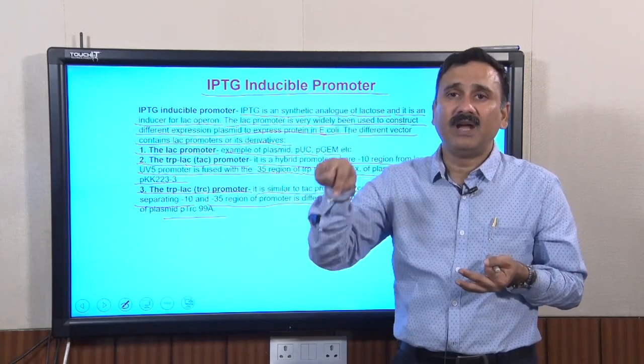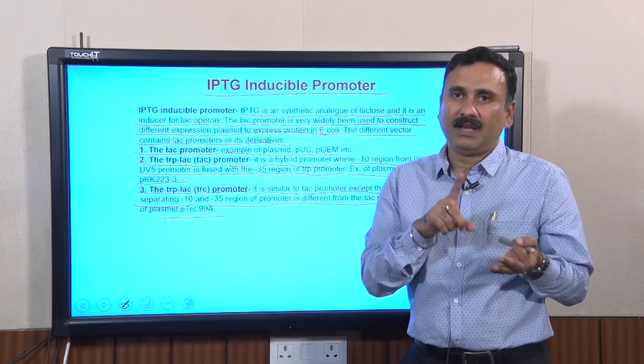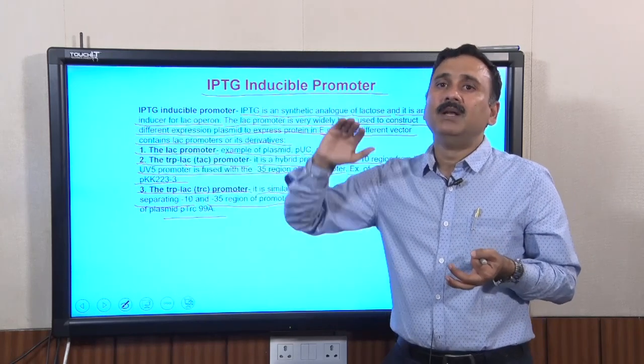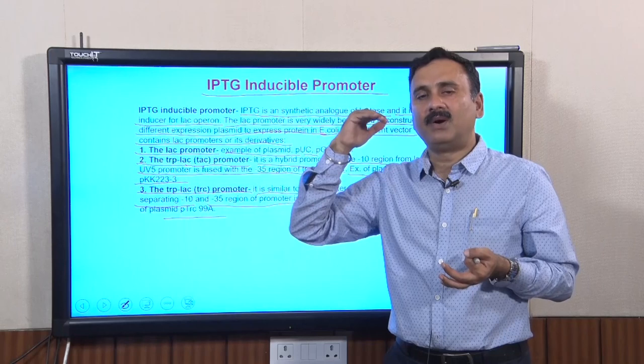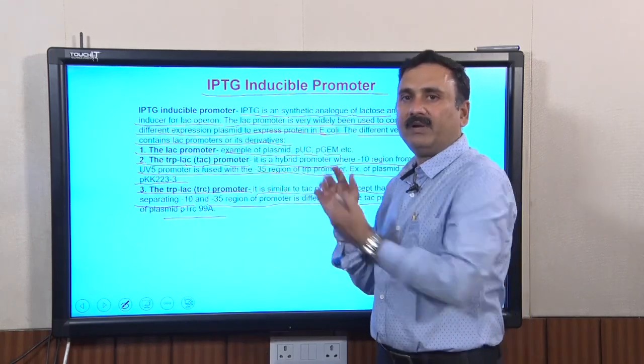Whereas in the case of IPTG, since IPTG is a non-hydrolyzable lactose analog, it is going to induce the lac promoter, but that induction will remain constant from the start of the experiment to the end of the experiment.